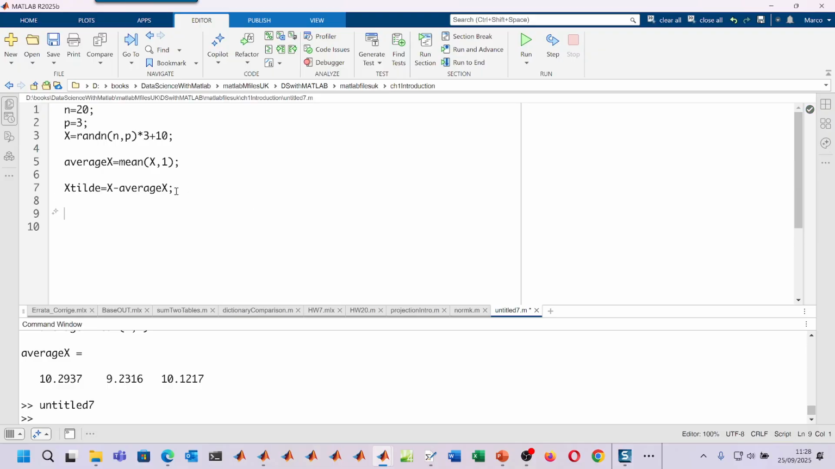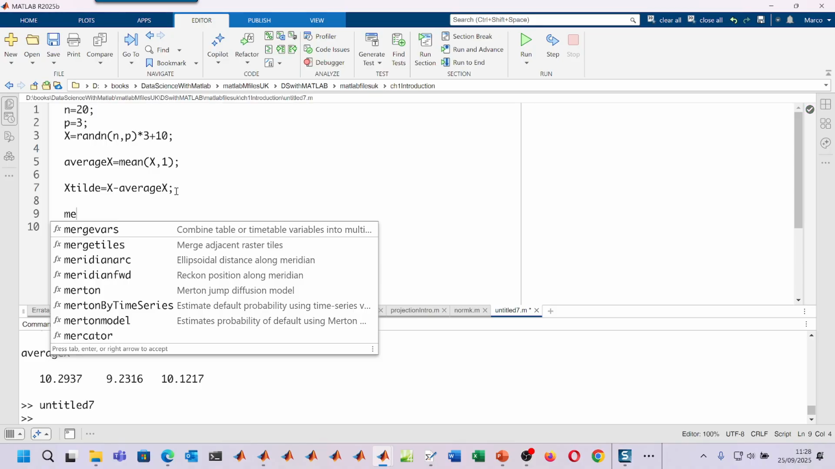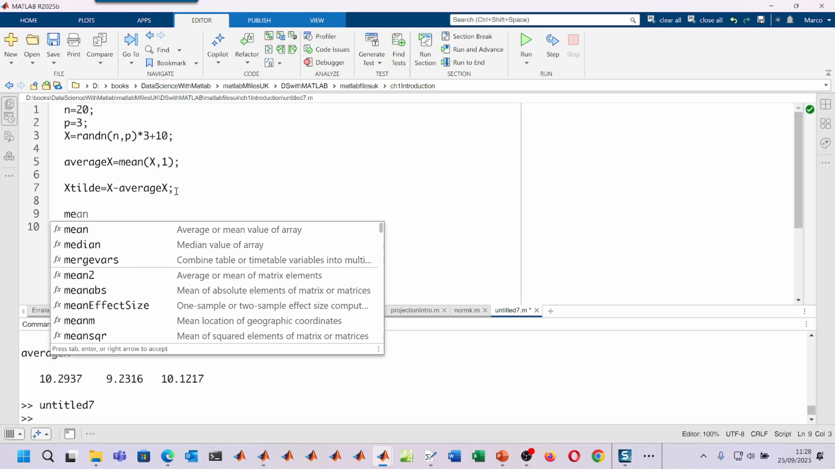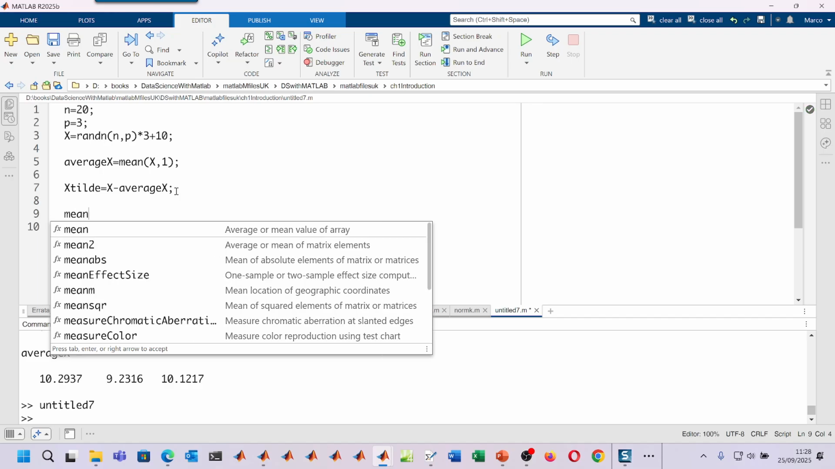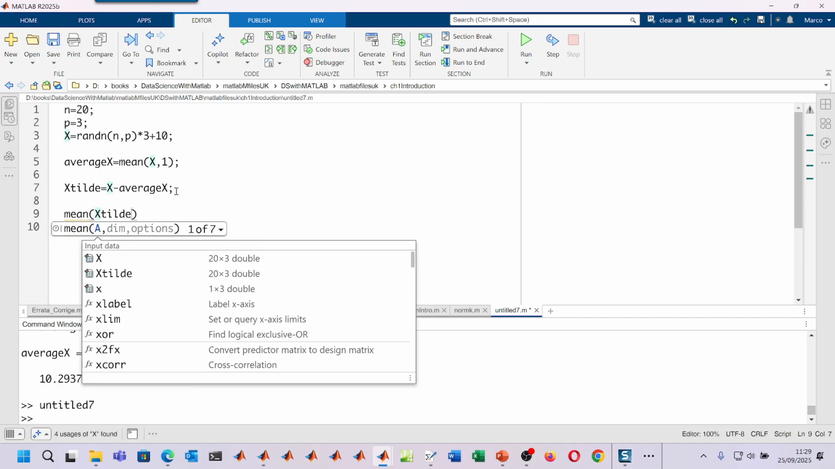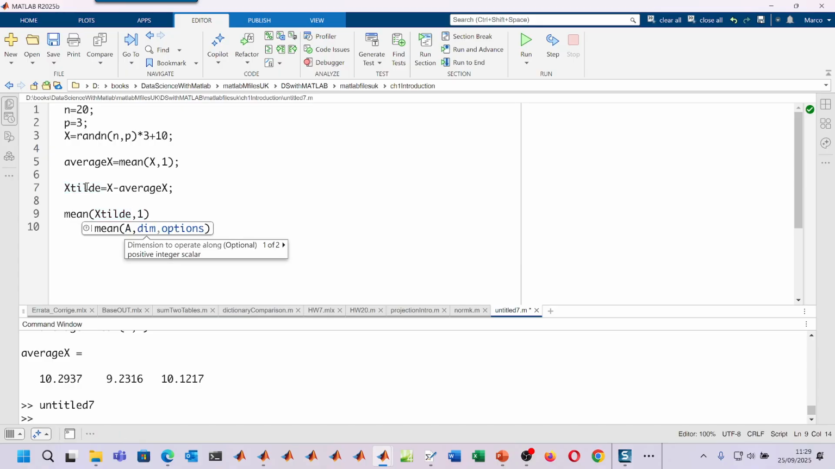Now, of course, all of the columns will be 0, clearly, yes. The mean of x tilde, comma 1, and so this is m x tilde, call it.